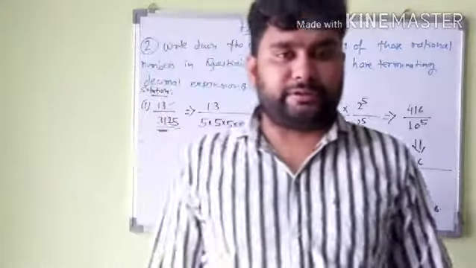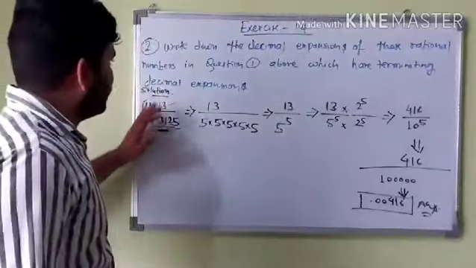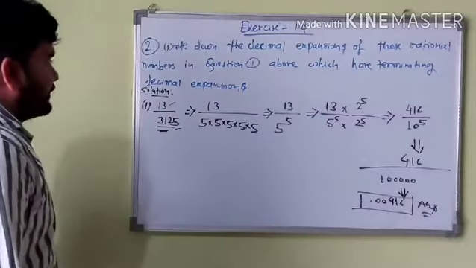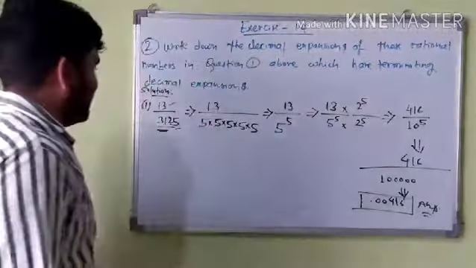Okay dear students, after that we can proceed to our next question, number 2. Write down the decimal expansion of those rational numbers in question number 1 above which have terminating decimal expansion.